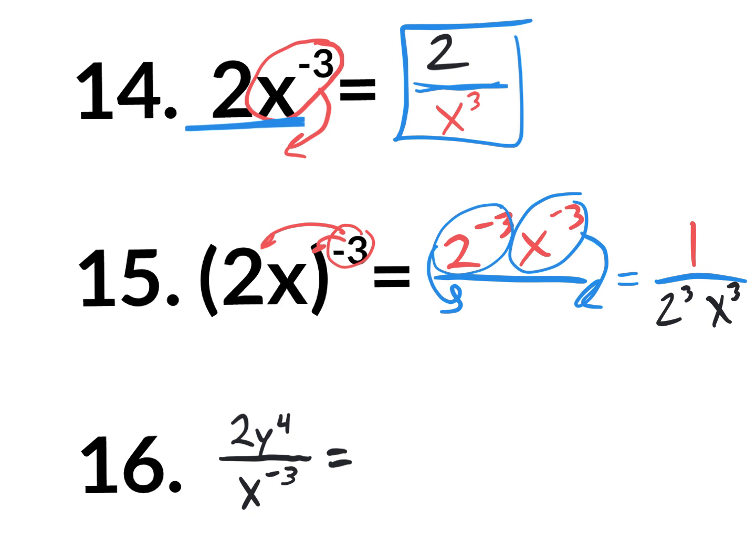Now the only other thing you could do to make this answer look nicer is to do the 2 to the third power, which would be 2 times 2 times 2, which would be 8. So you really have 1 over 8x to the third. That is your answer for number 15 right here.